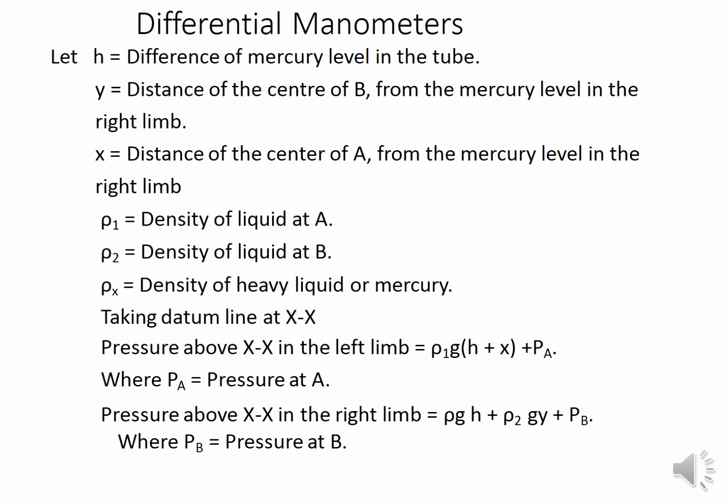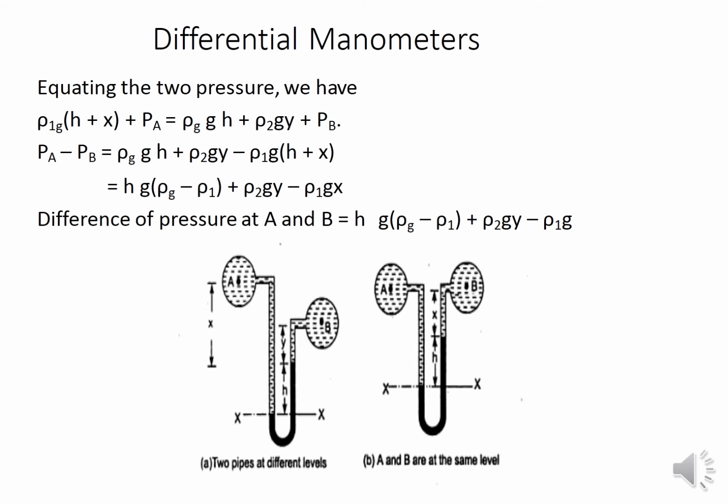Taking the X-axis as a datum line, what are the pressures above the X-axis line? In the left limb, it is rho 1 G into (H plus X) plus PA, and similarly in the right limb, rho G H plus rho 2 G Y plus PB. So these are the pressures. Equating these two pressures, you get the final equation: the difference of pressures at A and B is equal to H into G (rho minus rho 1) plus rho 2 G Y minus rho 1 G X.